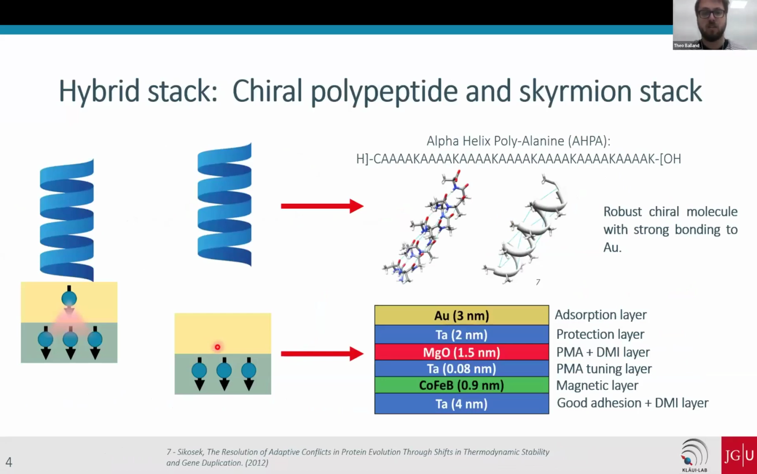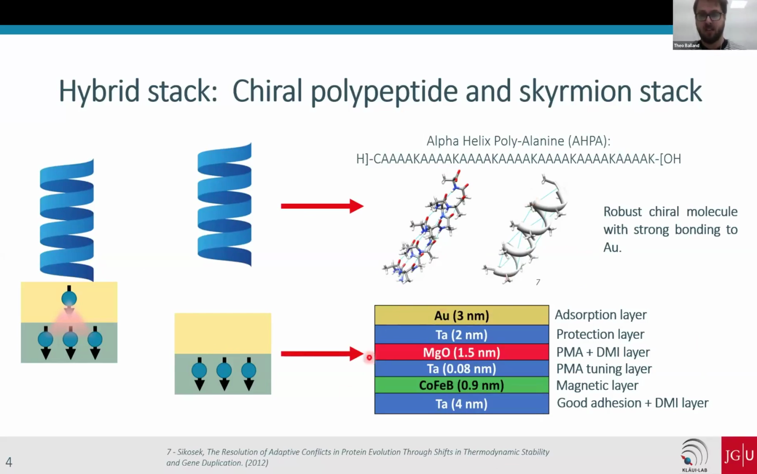For the molecule part, we use a chiral molecule called alpha-helix polyalanine. It's a chiral polypeptide, so it's a collection of peptides, cysteine, alanine, lysine, and it's a helical molecule. It also has a dual termination, which ensures strong bonding to a gold layer. And this molecule is known for exhibiting relatively large CISS effects.